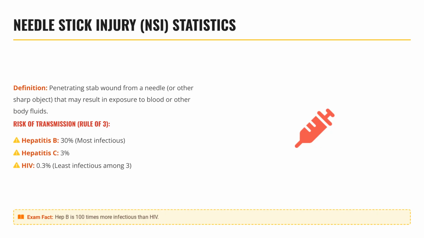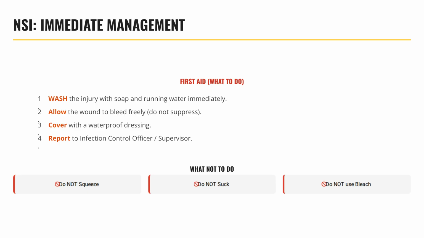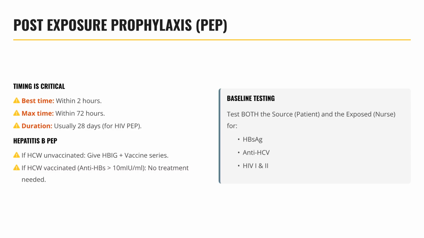The rule of 3 indicates the risk of transmission: hepatitis B at 30%, hepatitis C at 3%, and HIV at 0.3%. Immediate management of a needle stick injury includes washing the wound with soap and water, allowing it to bleed freely, covering it with a dressing, and reporting to the supervisor.